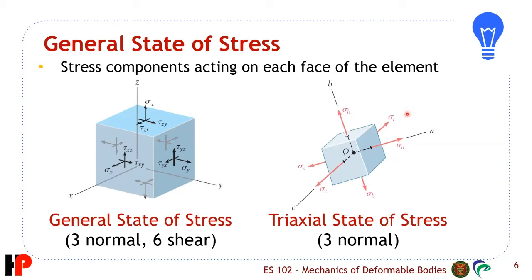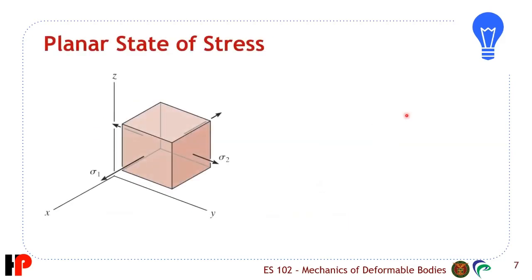So, in our case lang kasi, for ES102, we mostly deal with planar states of stress such that your third principal stress, yung sigma 3 or sigma P3, is either towards you or away from you. And it's equal to 0 for planar states of stress. Kaya hindi siya nakikita. So, pero in real life, you can have 3 principal stresses. Now, for our case, planar state of stress lang.